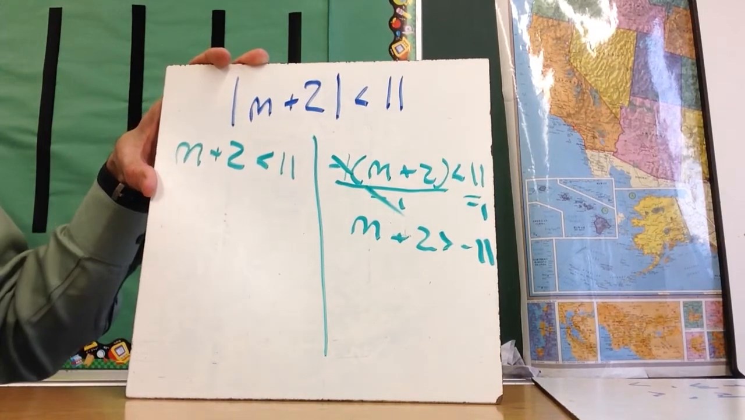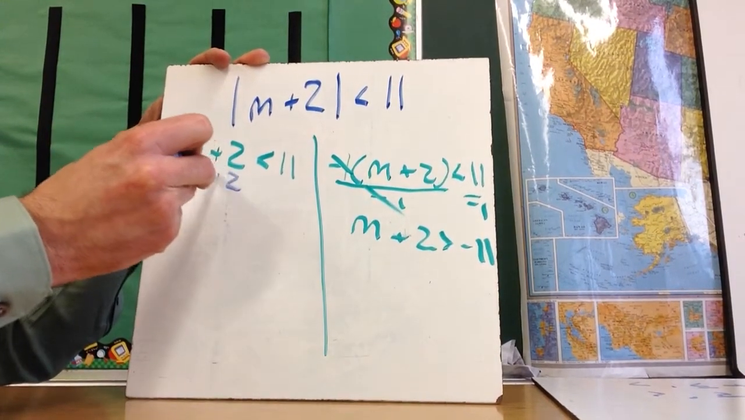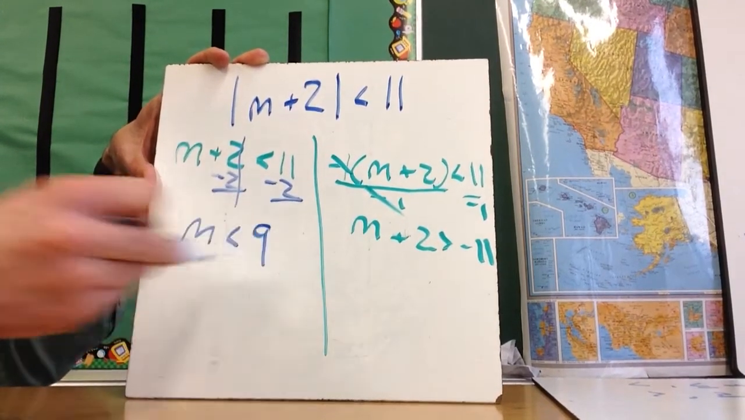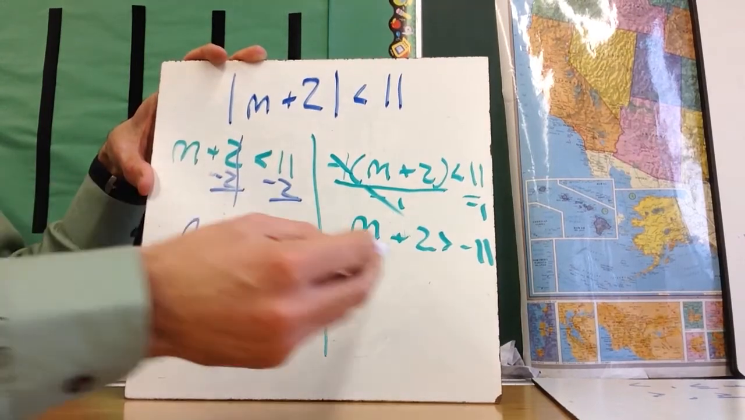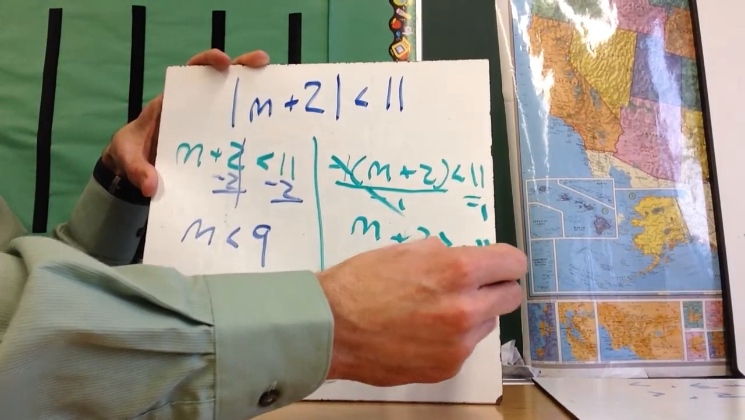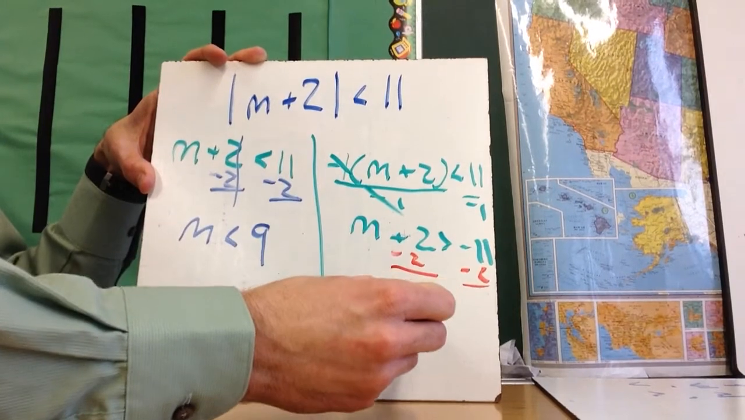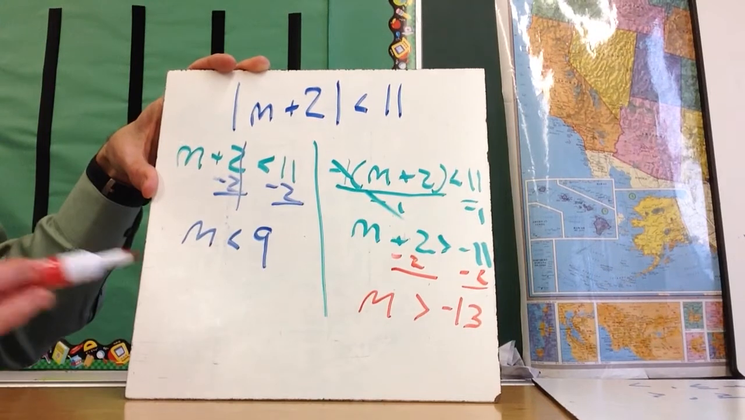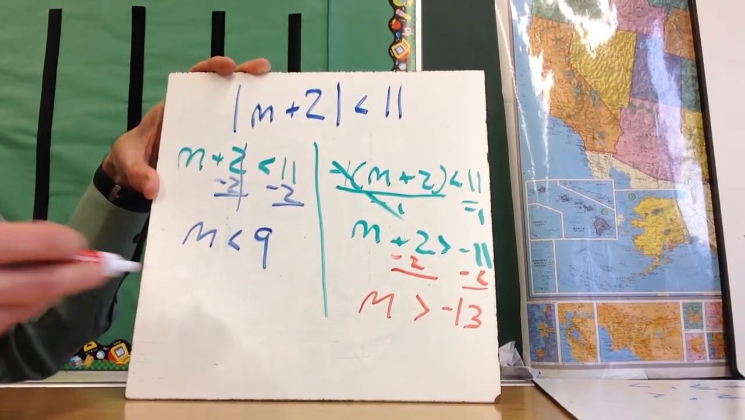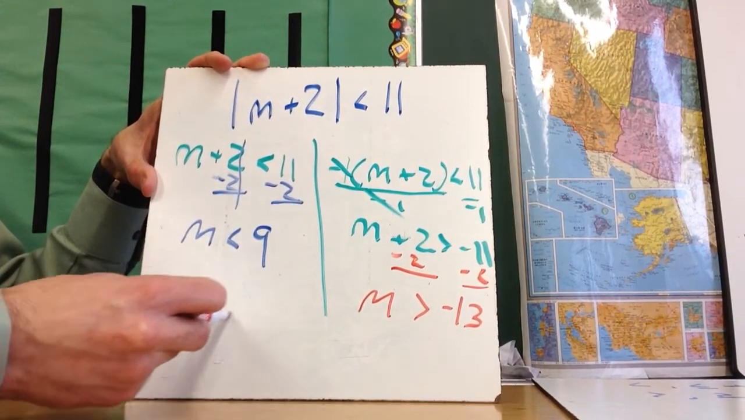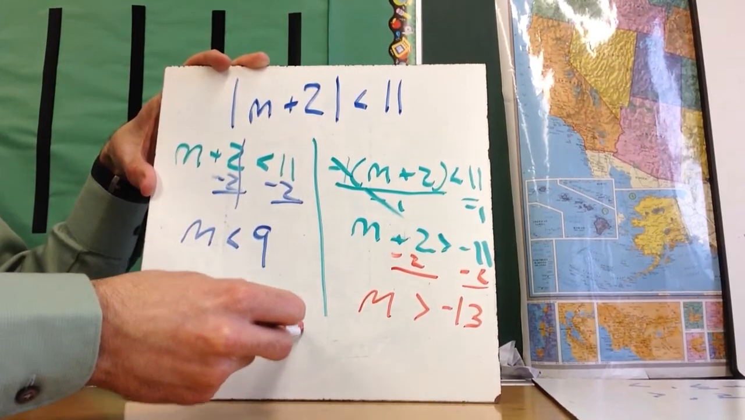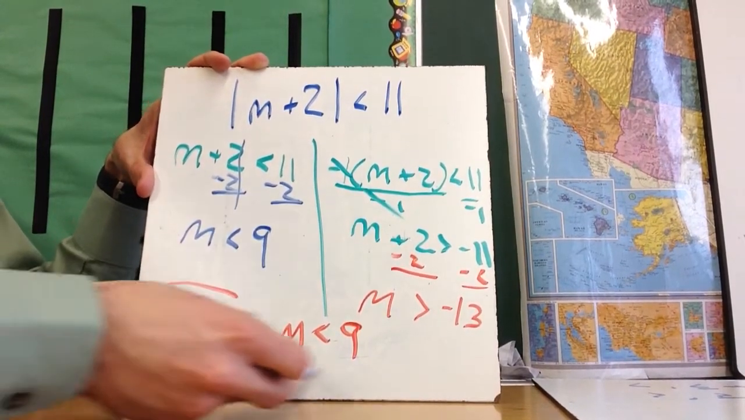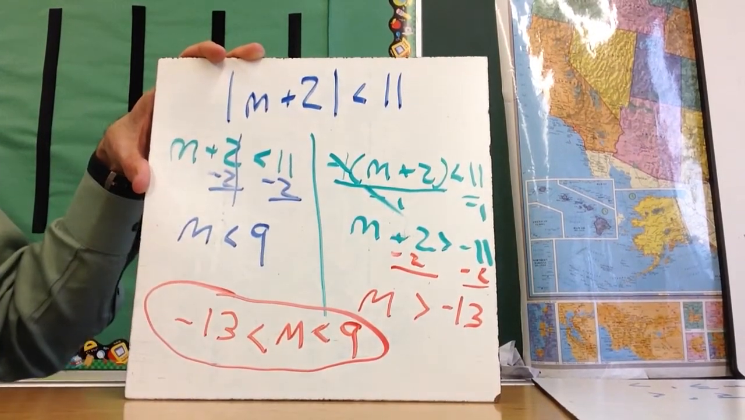All right, so now as I try to solve these two problems, I'm going to subtract 2 from both sides here. Goes away, and this is m is less than 9. And then over on this side, I'm going to subtract 2 from both sides, and this becomes m is greater than -13. Now when I put these together, m is greater than -13, but less than 9, so this is going to be -13, m, and 9. And so as I solve it, this is my and compound inequality.